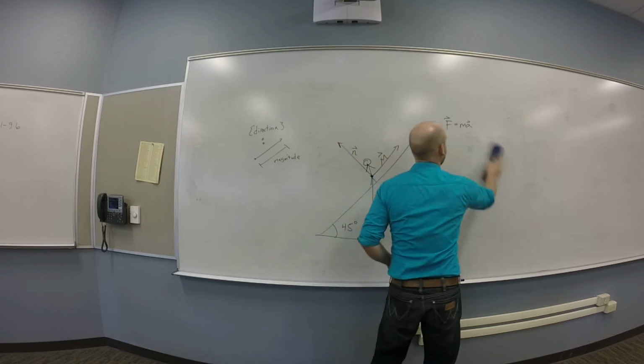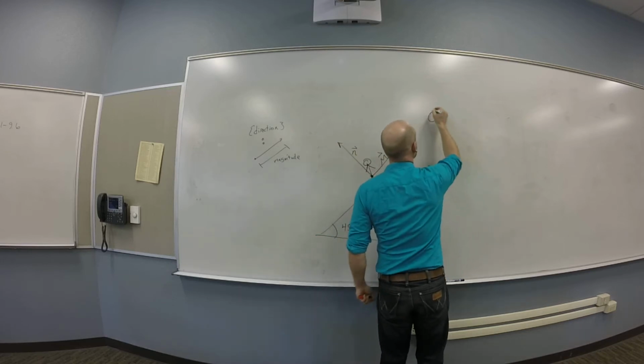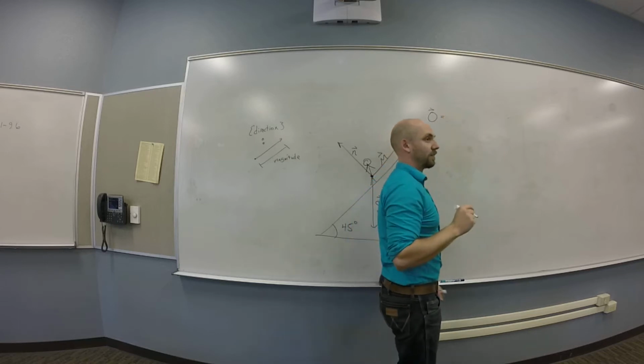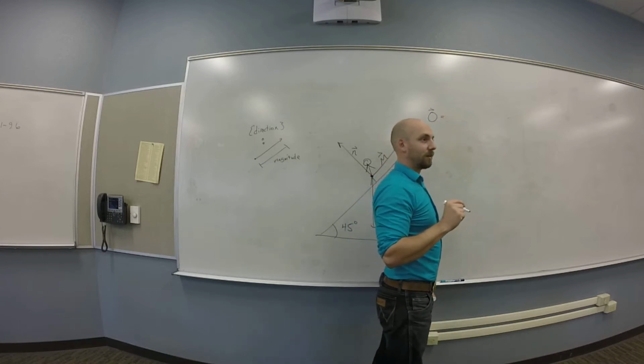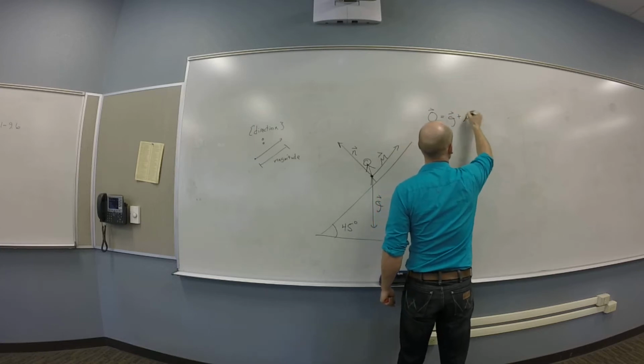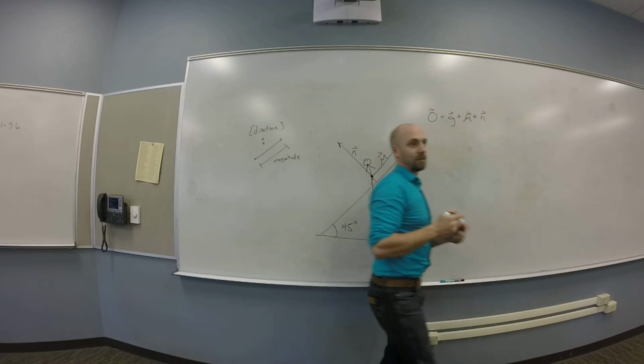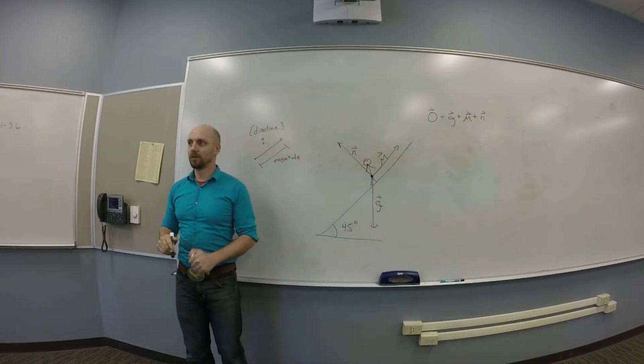So I can write down a little equation, right? And my equation is going to be 0 as a vector, equal to gravity plus the friction plus the normal force. You guys all with me on this?